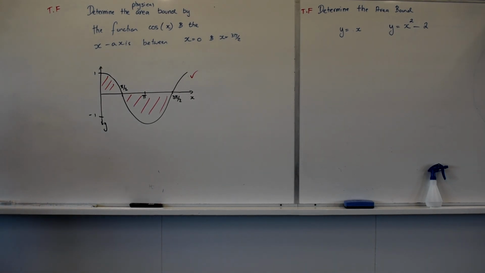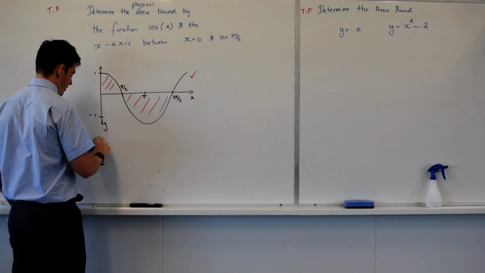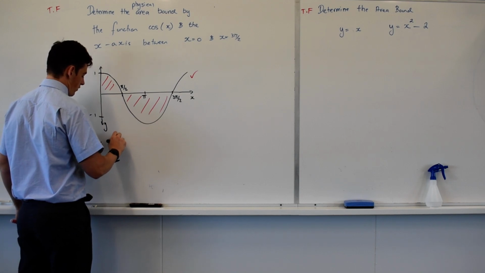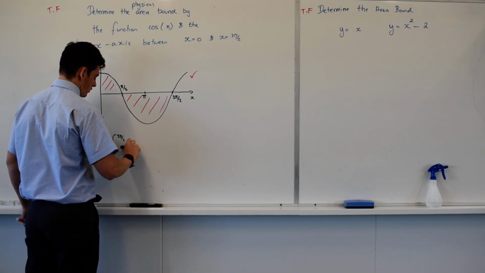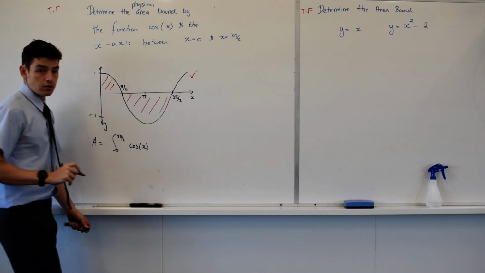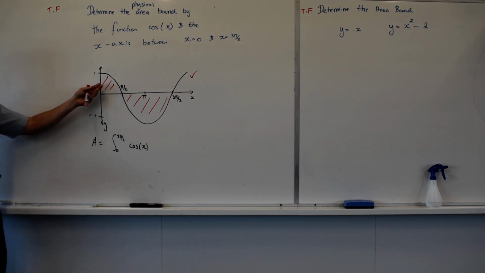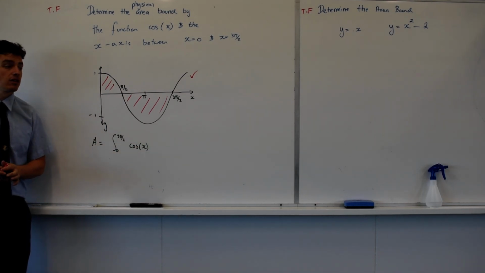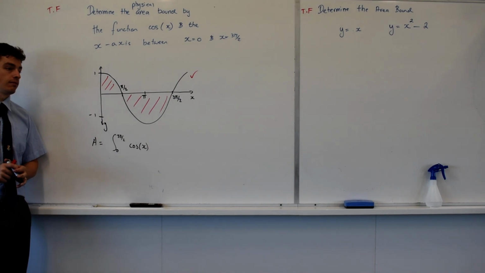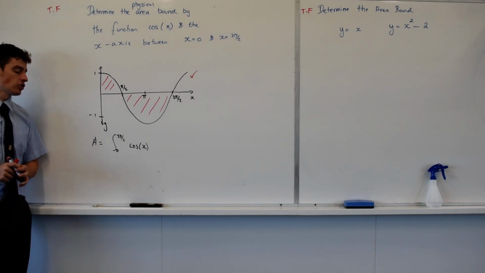Am I good to just shove this in? Area equals the integration of 0 to 3 pi of cos of x. Why not? There's two areas, so I need to acknowledge the fact that I've got both a positive and a negative area, correct? How should I break this up, Paige?